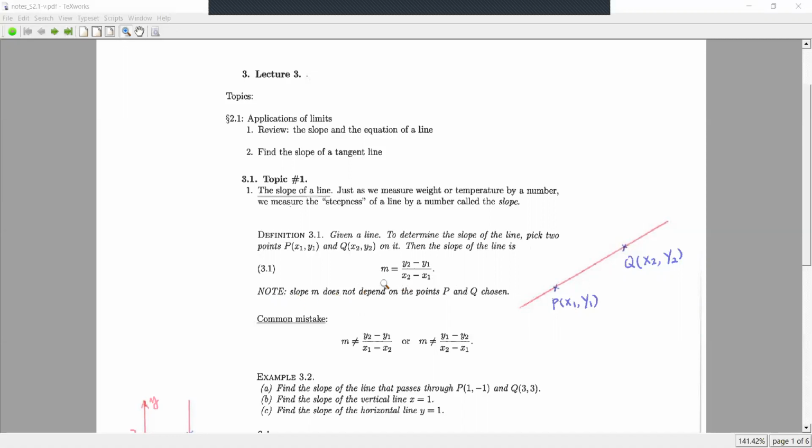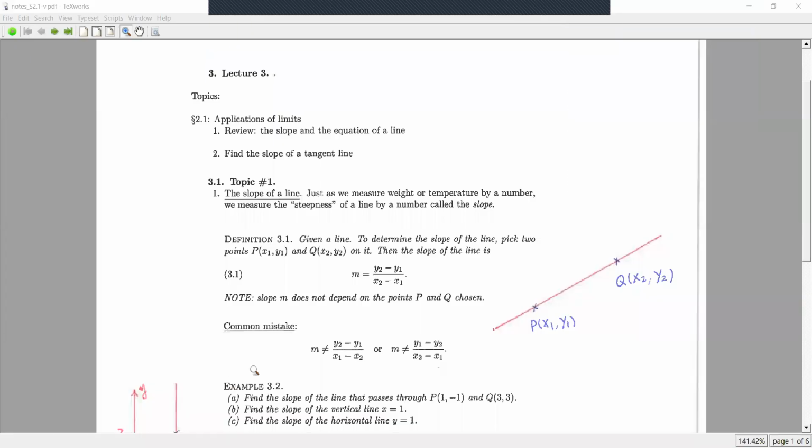Please note that no matter how you pick the 2 points on the line, this formula will give the same slope. The slope by this formula doesn't depend on the points that you choose.